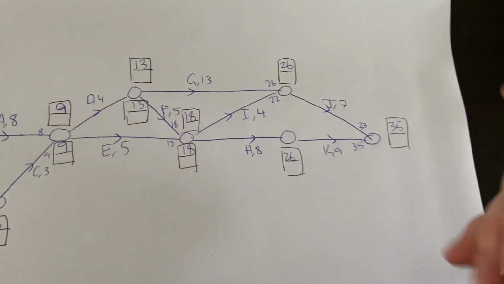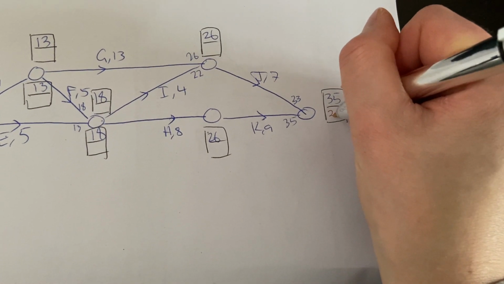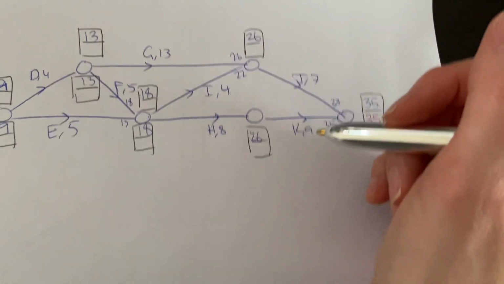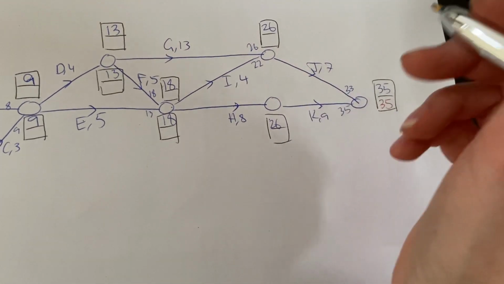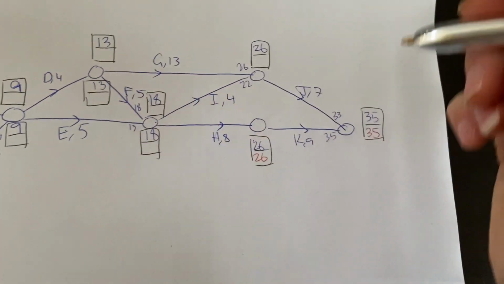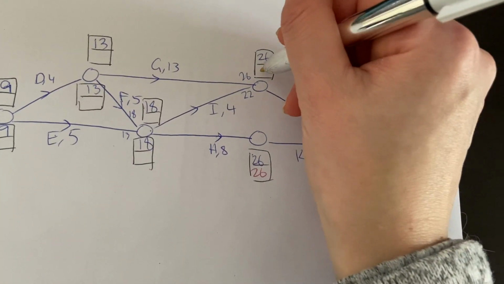We need to do backward scanning now. I'm going to use my red again. When you start from the end, you put the same number in the bottom as the top. And then let's keep going. Bottom number, take away time. And that's going to be 26. 35, take away 7, 28.